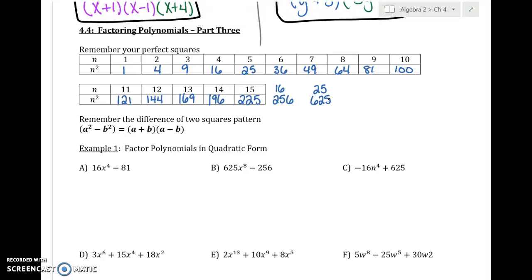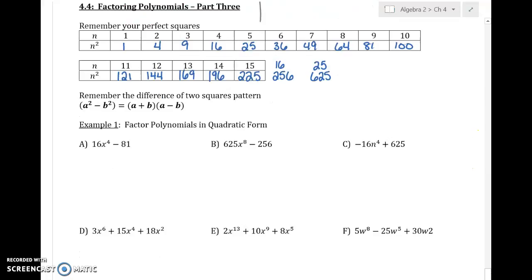Now, yesterday we did a lot with the difference of two squares. I feel like you all recognize difference of two squares pretty quickly. If you see a perfect square minus a perfect square, you find what they are the perfect square of and then plus, minus in the parentheses. So our first example is 16x to the 4th minus 81. What is 16x to the 4th the perfect square of?